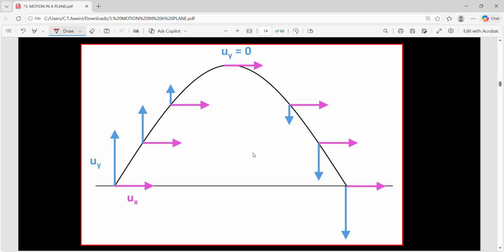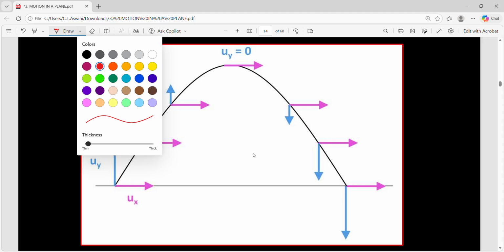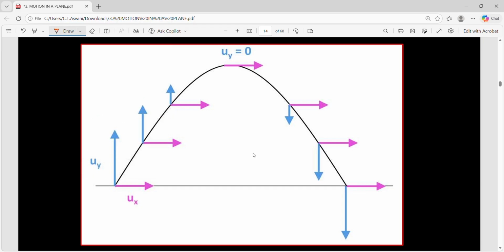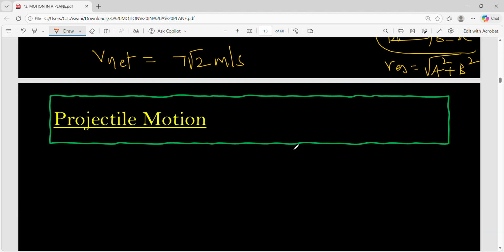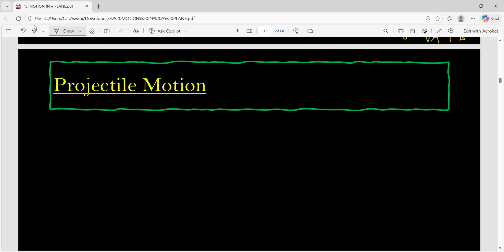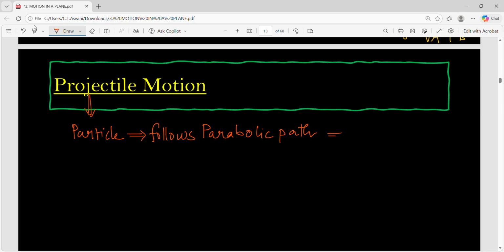So what is projectile motion? What is projectile first of all? Any particle which follows parabolic path. As you have seen in the figure, what was the path taken by the particle? It was parabolic path, right? And parabolic path in the sense, what kind of motion? It is 2D motion. So we'll do the same concept. We'll divide the given data into x components and y components.